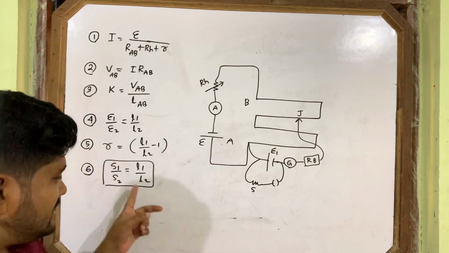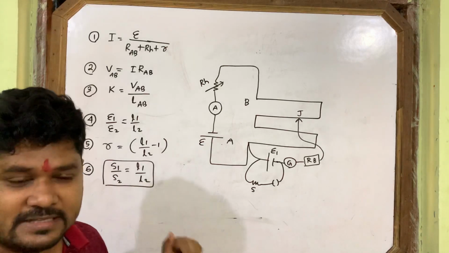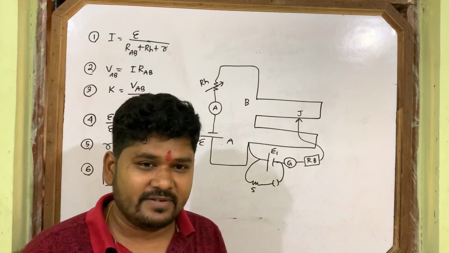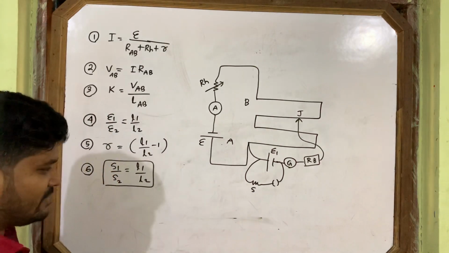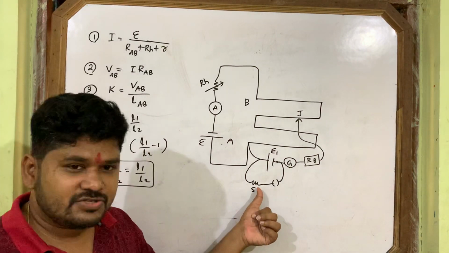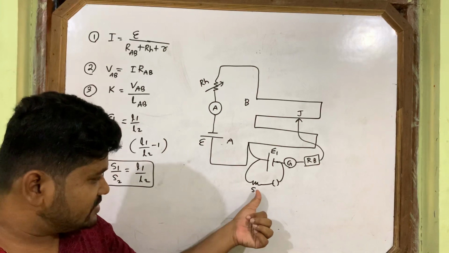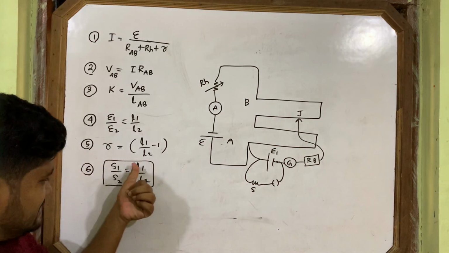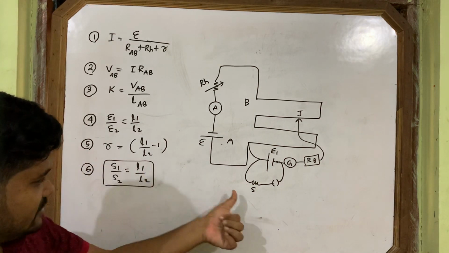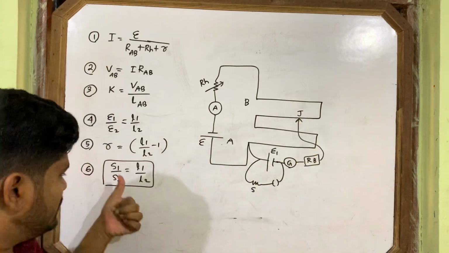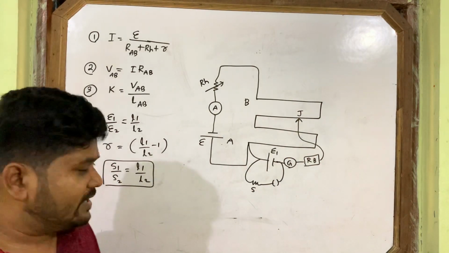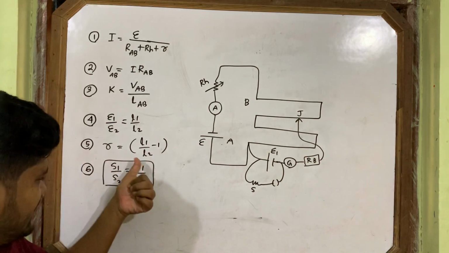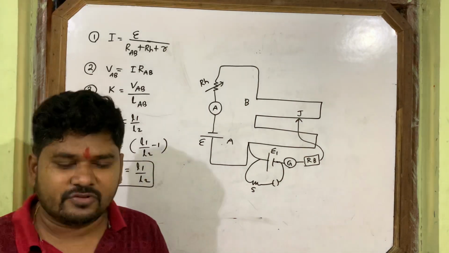But I am telling you, an NCERT book question is solved by this formula. In the NCERT book it is given. What happens? If this resistor changes, now it is S1 and the balancing length is L1; when it becomes S2, the balancing length changes to L2. So of these 4 quantities, if any 3 are given, we can find the 4th.